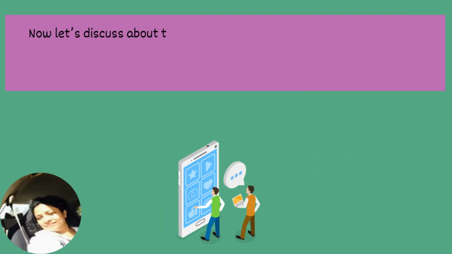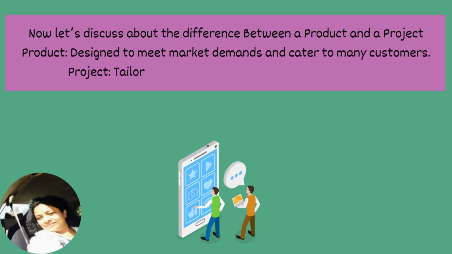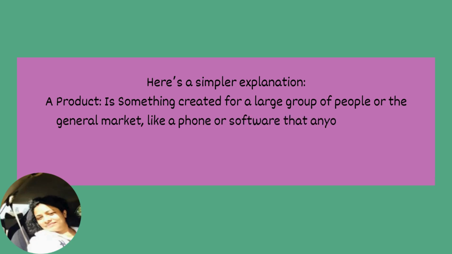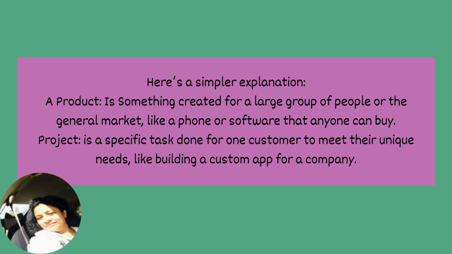Now let's discuss the difference between a product and a project. A product is designed to meet market demands and cater to many customers. A project is tailored to meet specific customer requirements. Here is a simpler explanation. A product is something created for a large group of people or the general market, like a phone or software that anyone can buy. A project is a specific task done for one customer to meet their unique needs, like building a custom app for a company.